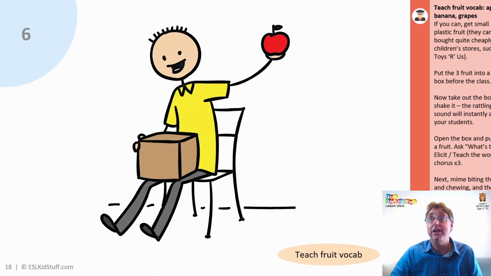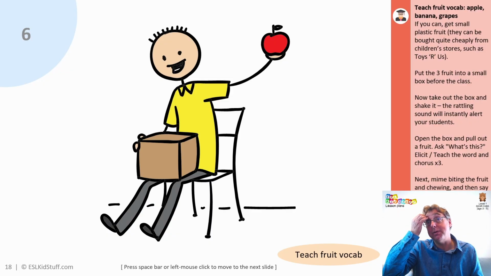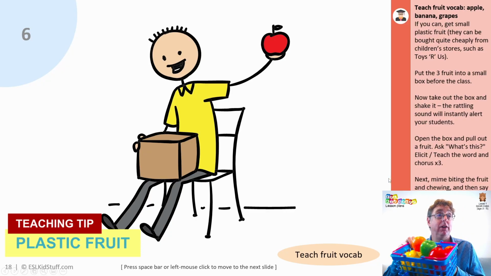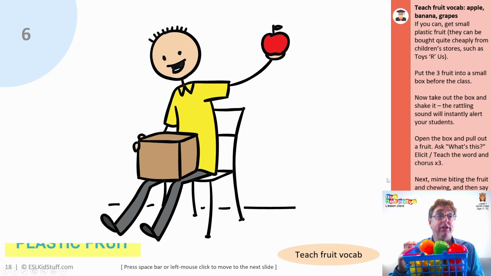Right, so playtime's over, and we're going to teach the fruit vocabulary: apple, bananas and grapes. For this, a really great resource to have as a teacher is plastic fruit. You can see I've got a lot of it here. And these can be used, of course, for teaching fruit, but it can be used for a lot more things.